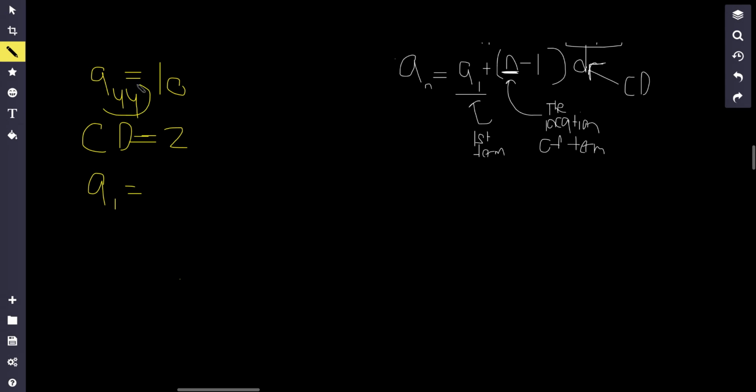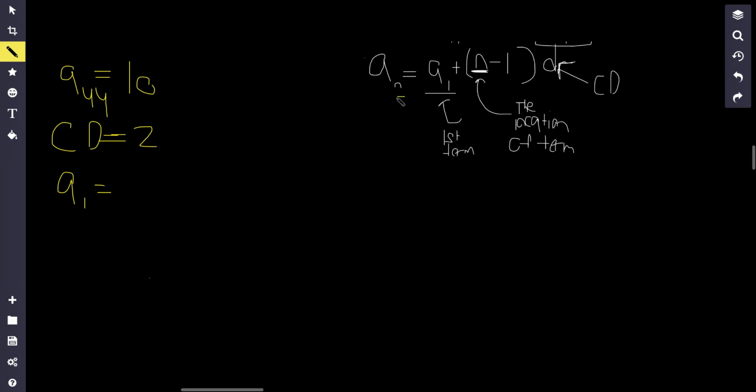Let's say we know that the 44th term is equal to 10, and in our sequence the common difference is equal to 2. What's the first term of the sequence going to be? So given a term that's not the first term, what's the first term going to be?